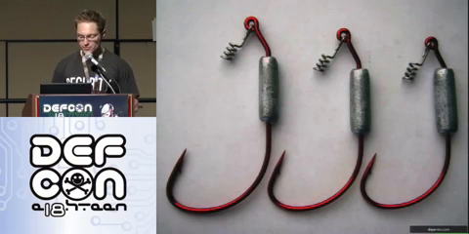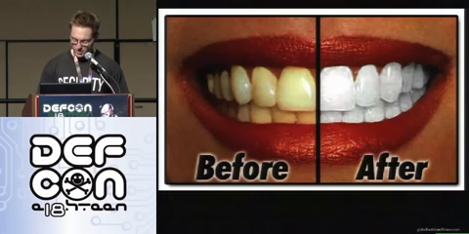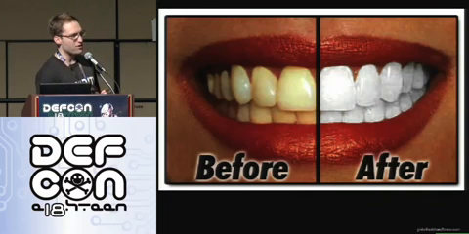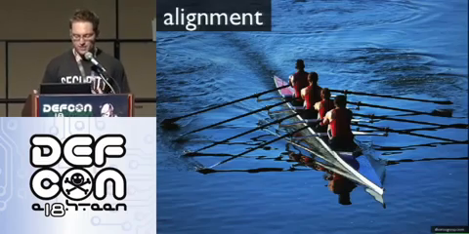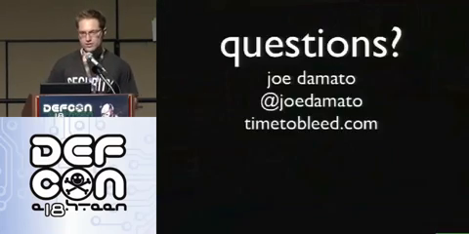So just to recap, we talked about three different binary patching techniques. These techniques leave the original binary in working fashion after they're done. So kind of like teeth whitening, right? You can still eat food after you're done, it just looks a little different, same deal. And there are three things that matter: alignment, calling convention, and object file and library formats.